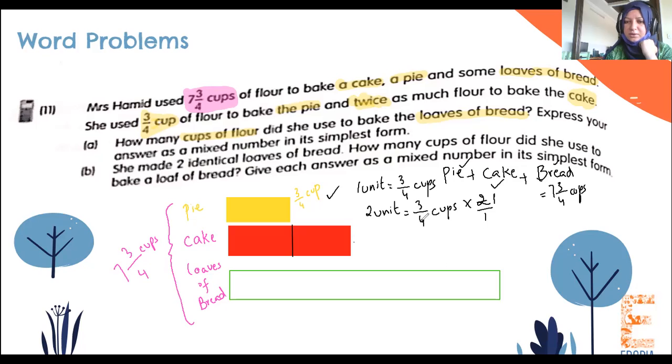2 ones are 2, 2 twos are 4. We've simplified it and this becomes 3 by 2. Now still this is an improper fraction. Convert it into a proper fraction by dividing. It is going to be 1 whole 1 by 2.